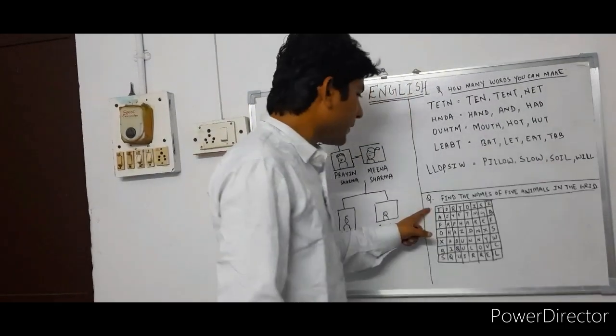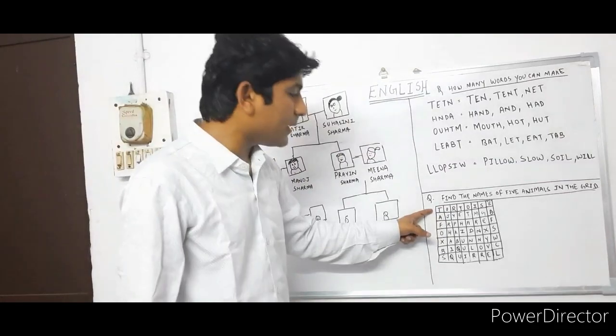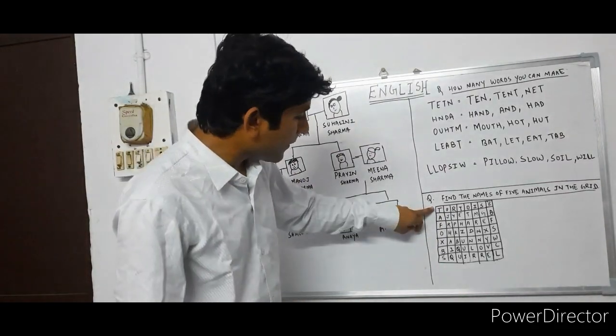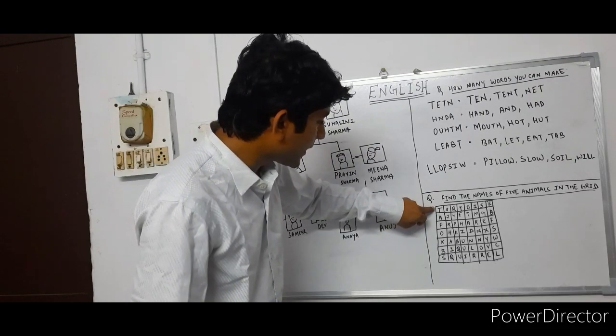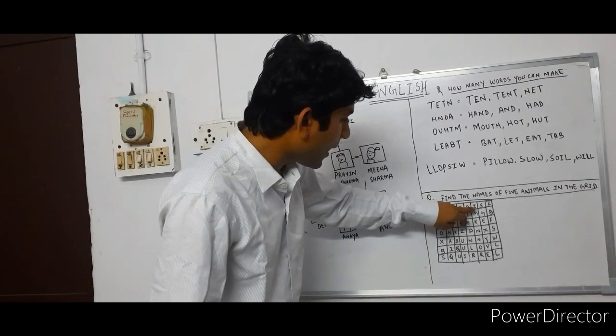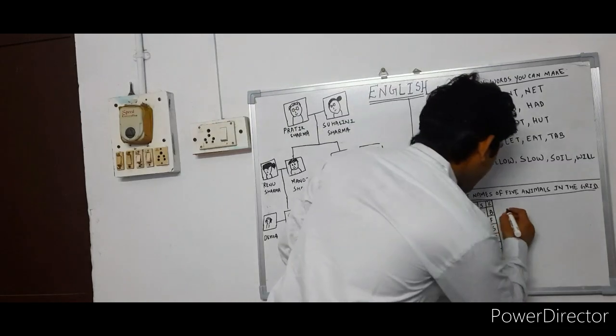Okay. Now, in this grid, we'll have to find out the names of 5 animals. Okay. The names of 5 animals. So, can we find out? Yes. We can see T-O-R-T-O-I-S-E. What does it mean? Tortoise.